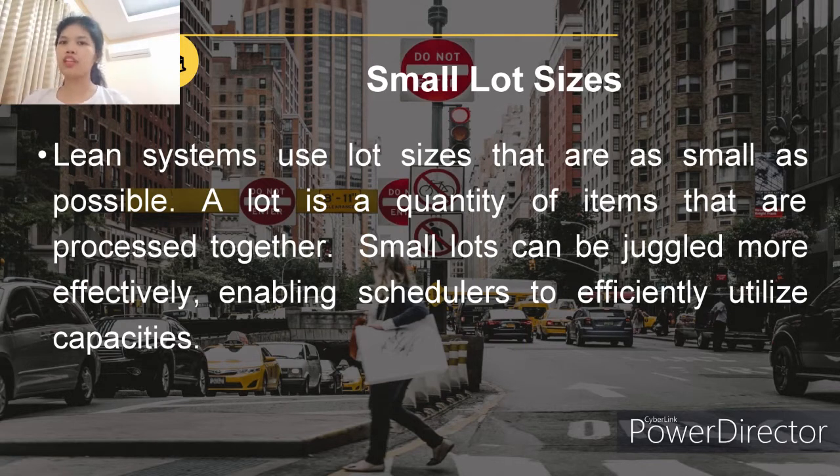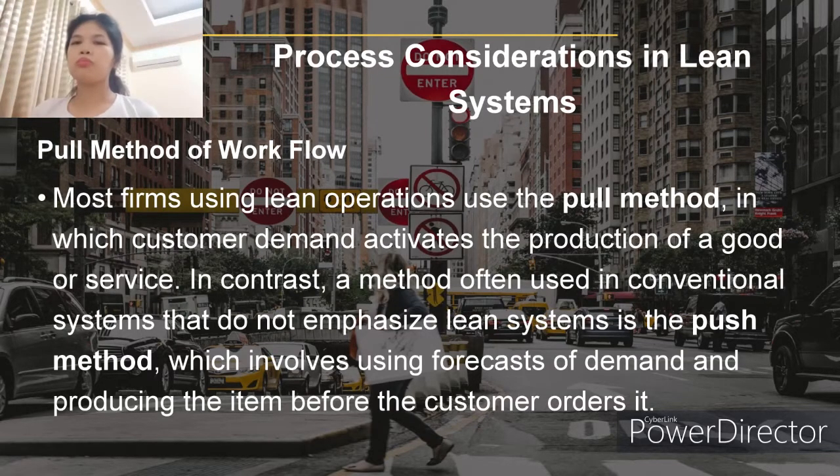Small lot sizes. Lean systems use lot sizes that are as small as possible. A lot is a quantity of items that are processed together. Small lots can be juggled more effectively, enabling schedulers to efficiently utilize capacities. Small lots reduce variability in the system and smooth production. They enhance quality, simplify scheduling, reduce inventory, enable Kanban, and encourage continuous improvement. Process considerations in lean systems.